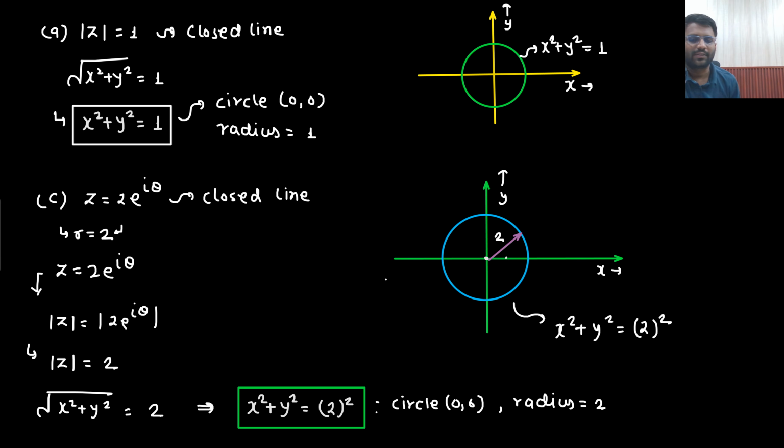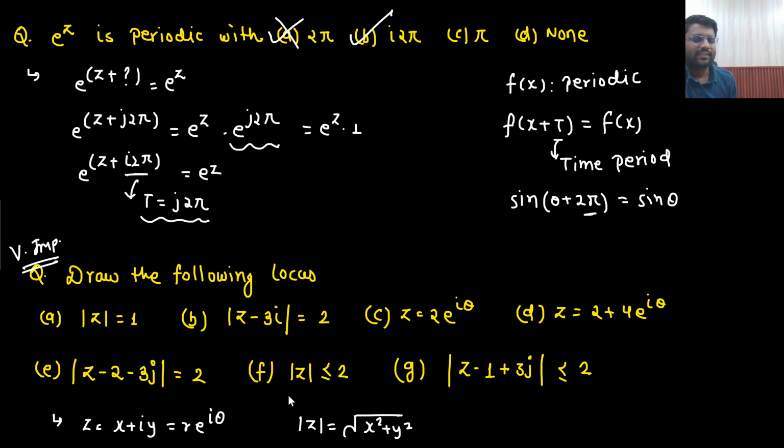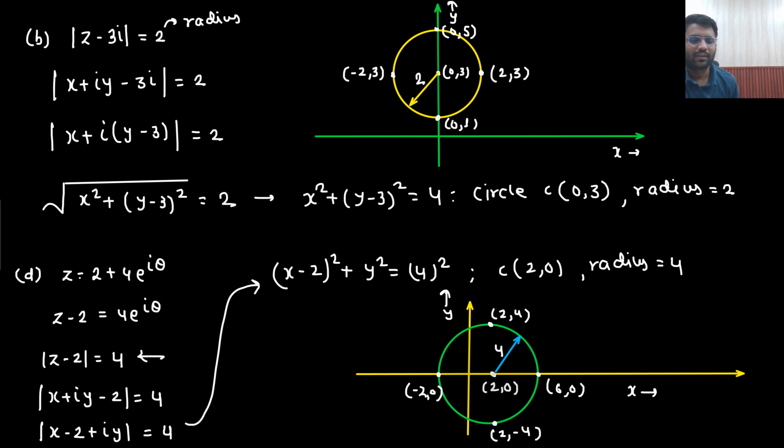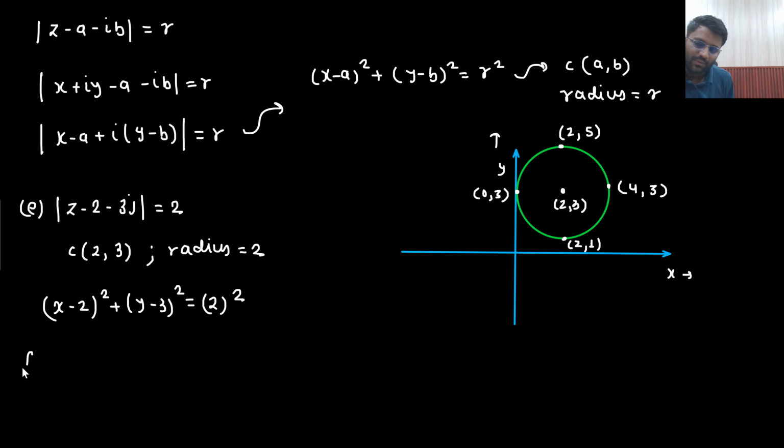Understandable? Next, mod of z less than equals to 2. What you will see from here? Mod of z less than equals to 2. If there was an equal sign, then you would know what the answer is. But here it is less than equals to 2, that means x square plus y square less than equals to 2 square. What would this represent? This would represent a disk.